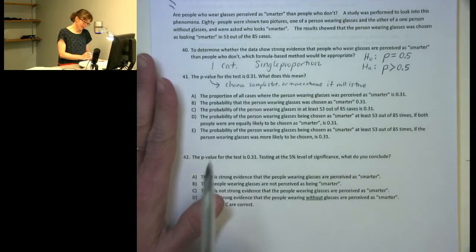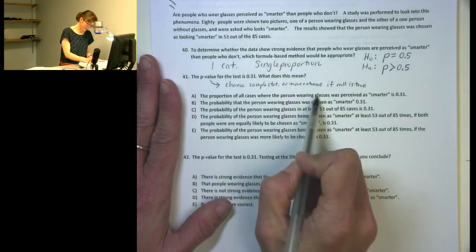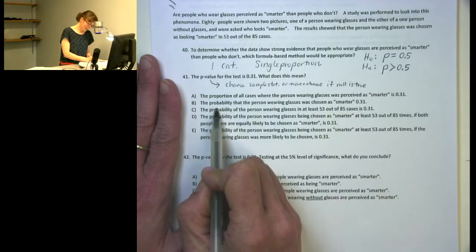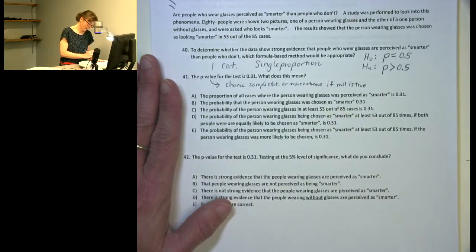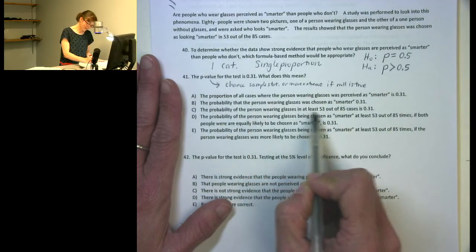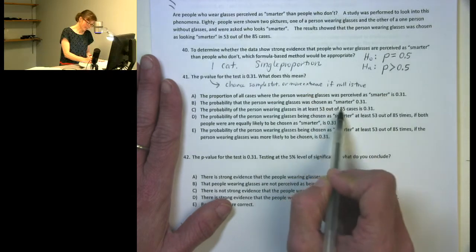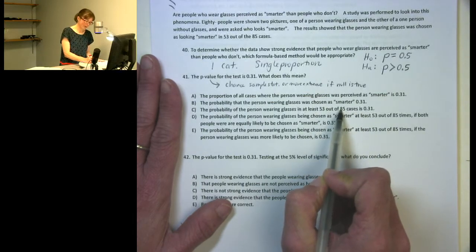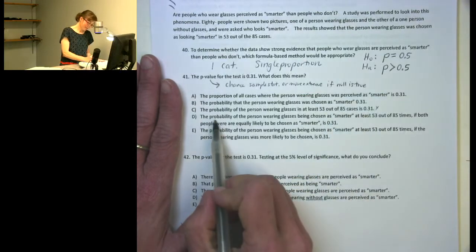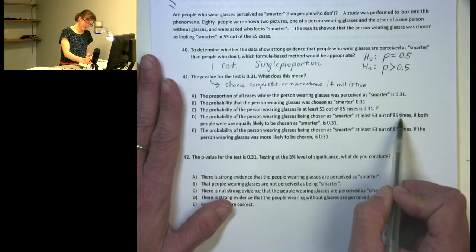So the first thing I'm going to do is scan through and look for things that talk about our sample result. Proportion of all, okay, so that one doesn't talk about the sample result. Probability that a person, that doesn't talk about the sample result. Probability of a person wearing glasses in at least 53 out of 85 cases. So okay, that one talks about the sample statistic, but it doesn't talk about the null hypothesis, so that one's out. The probability of a person wearing glasses being chosen as smarter at least 53 out of 85 times. Okay, so that one is looking promising.